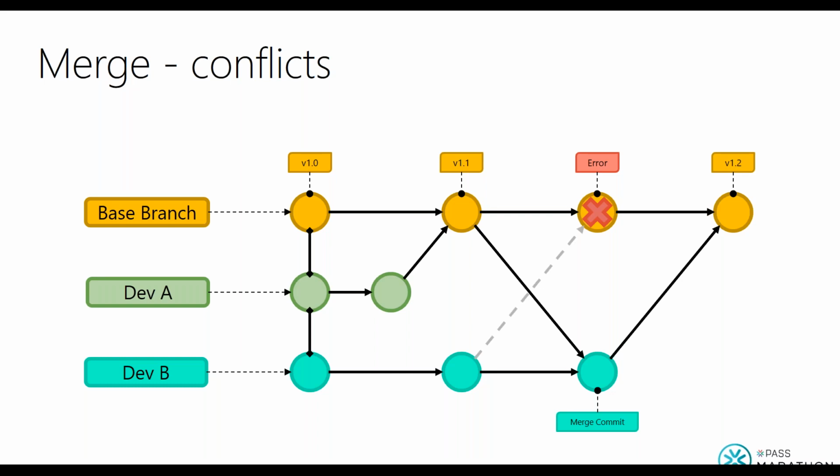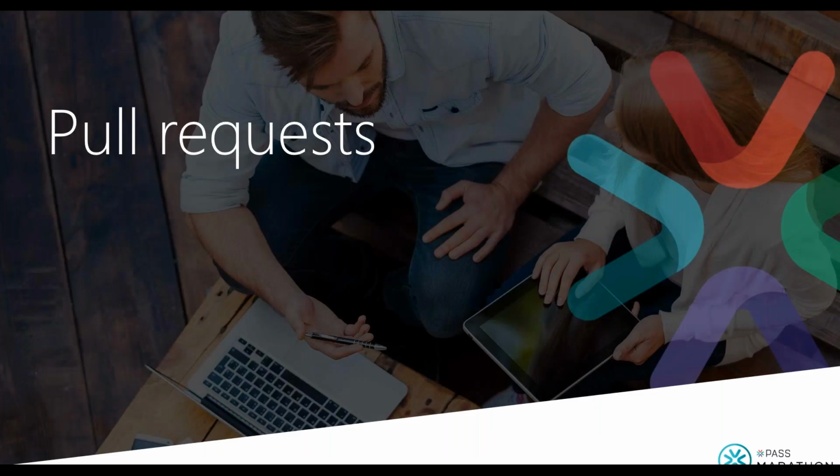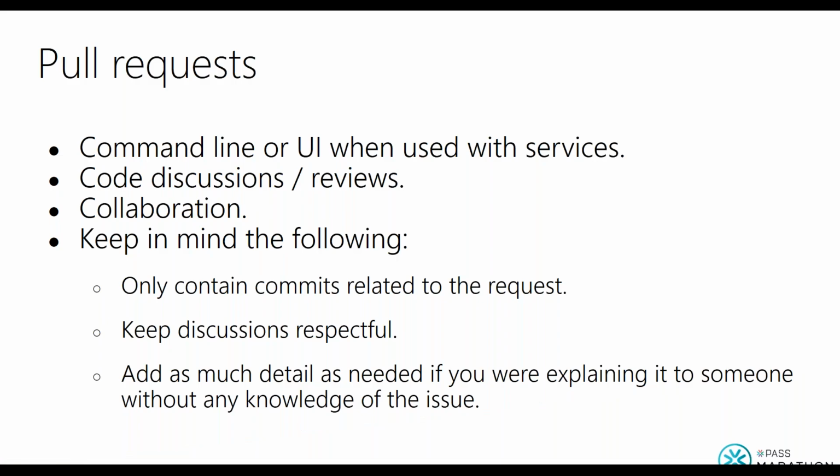But speaking about merging, there's something else that happens with a merge. And that's called a pull request. Now, a pull request lets you do a couple different things. First off, it's a user interface if you're using a service that lets you actually collaborate and have code discussions. A pull request lets you take a block of code that you've committed, and say, I want to bring it into this other branch.